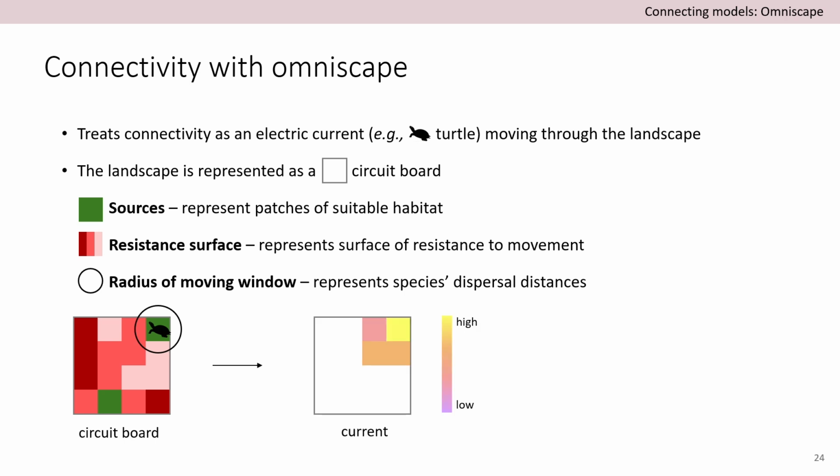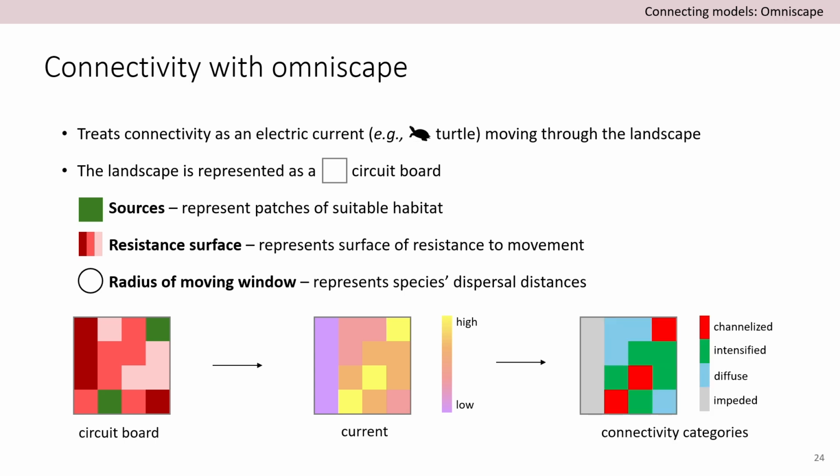So Omniscape then calculates how much current can travel from a source pixel to all the other pixels within that moving window. And it does that in an iterative way by moving the moving window around, calculating current until the entire landscape has been measured. And a common way to summarize this continuous output is to post-process that result into the discrete version of it based on some categories of connectivity.